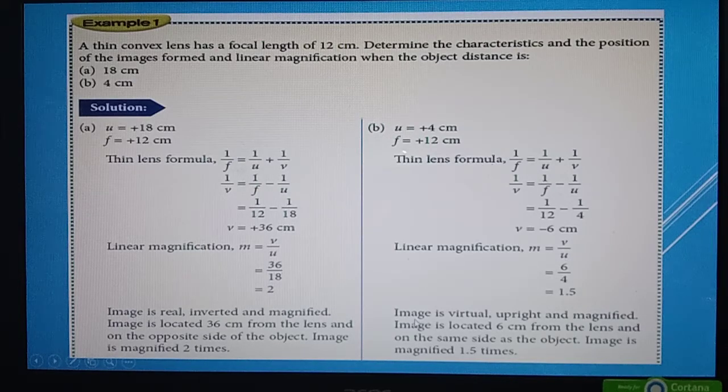So what you can say about the image is that it is virtual. Once virtual, it is always upright. So virtual, upright, magnified, because the value of m is more than 1. If m equals 1, same size. If m is less than 1, it is diminished. So the image is located 6 cm from the lens and on the same side as the object. The image is magnified 1.5 times. You need to be careful with the sign.